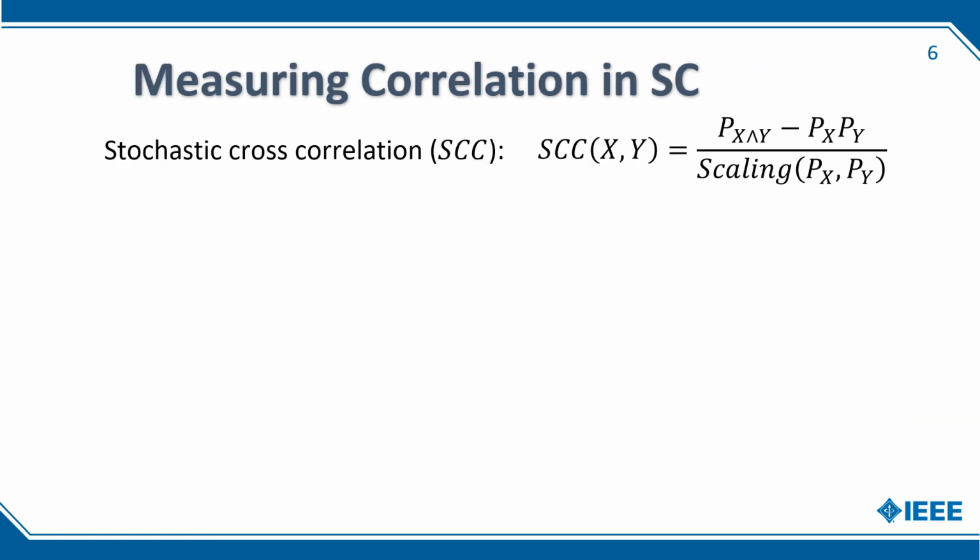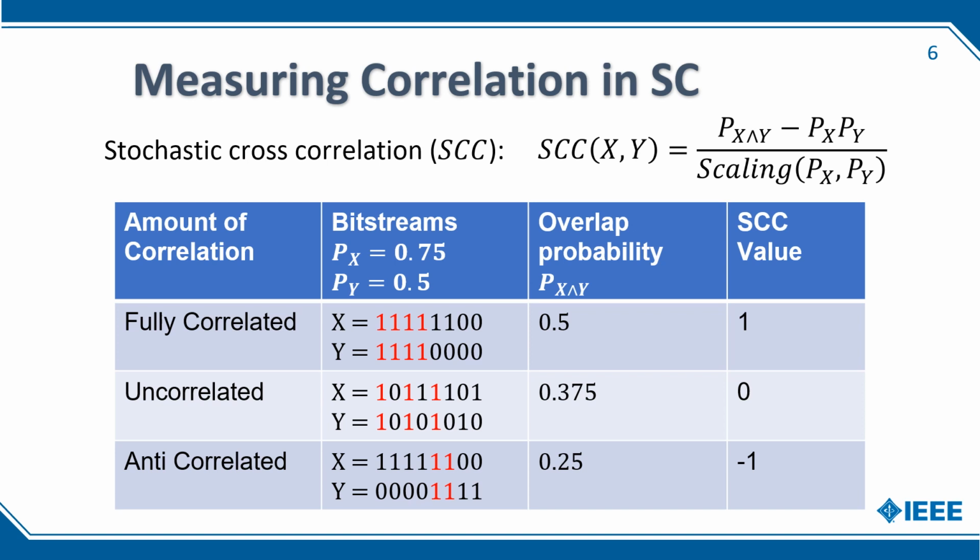In stochastic computing research, correlation between a pair of bit streams is typically measured by comparing the bit streams' respective values, px and py, against the probability of overlapping ones occurring, which is written px and y. This leads to the commonly used stochastic cross correlation, or SCC, measure, shown here in a simplified algebraic form. Using SCC, 0 is assigned to the uncorrelated case, and SCC equals plus or minus 1 is assigned to the fully correlated and anti-correlated cases, respectively.